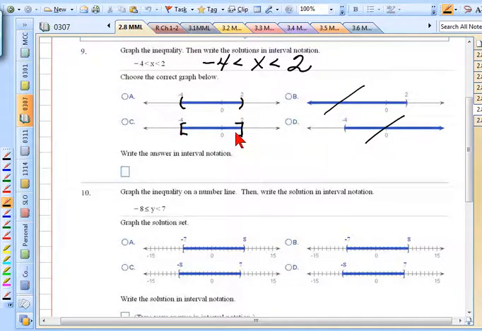Is everybody okay with that? Now, the last part says, all right, fine, you have picked the right graph. Now, can you write it in interval notation? Well, just remember what interval notation is: left value, comma, right value. So what's the leftmost value? -4, comma, 2, with parentheses on both. Infinity is not involved in the between notation.